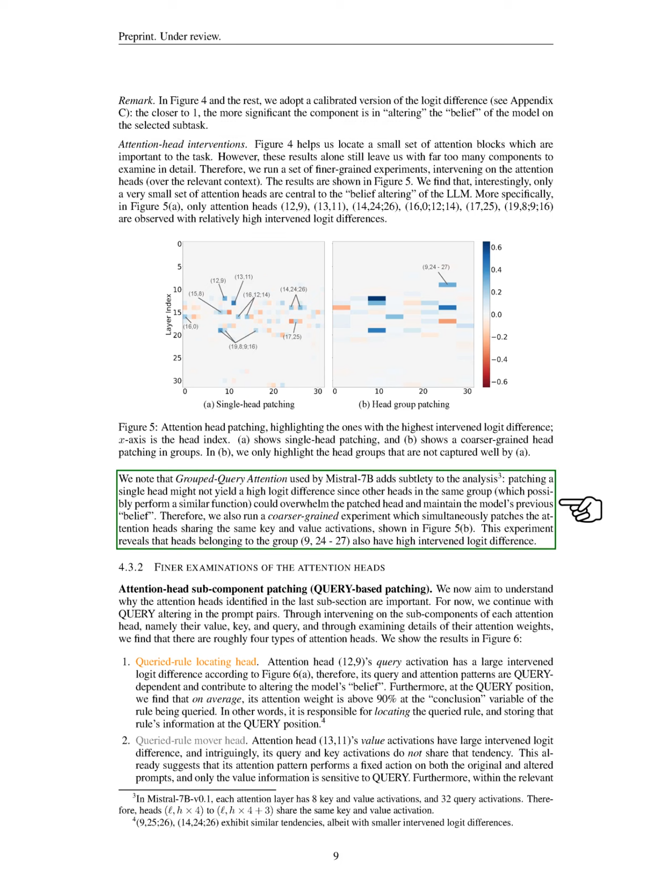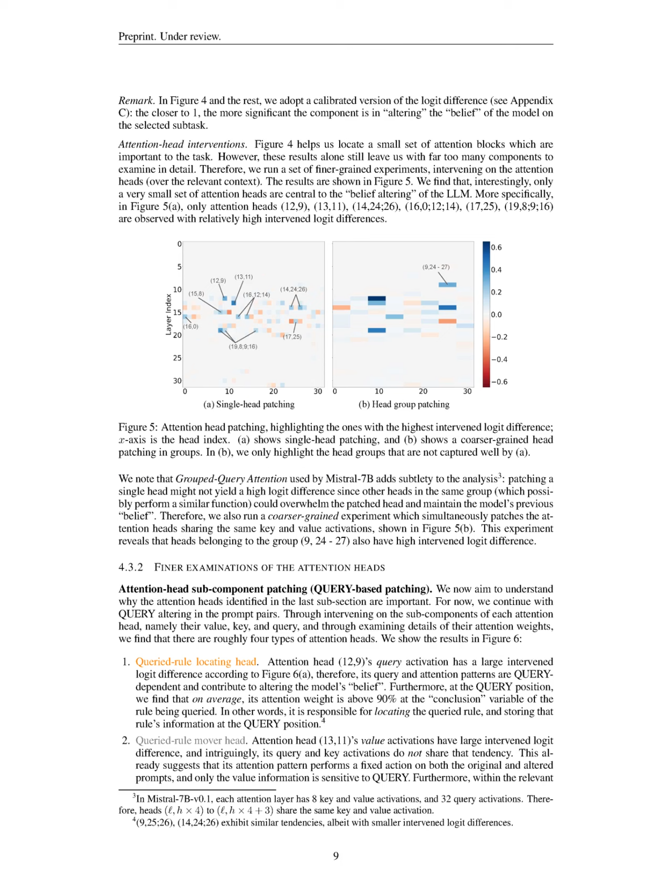We also consider the grouped query attention used by Mistral 7B, which complicates the analysis since patching one head may not significantly change the logit difference if other heads in the same group perform similar functions. Therefore, we conduct a coarser experiment that patches all heads sharing the same key and value activations, revealing that heads in the group 9, 24 to 27 also exhibit high intervened logit differences.